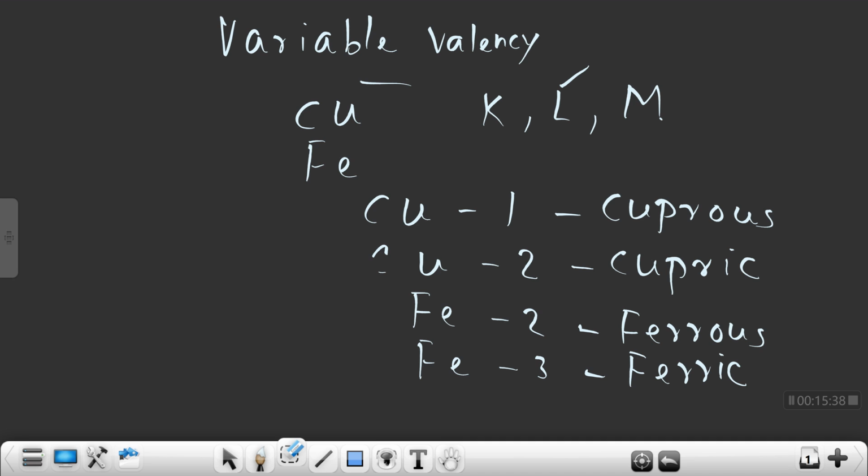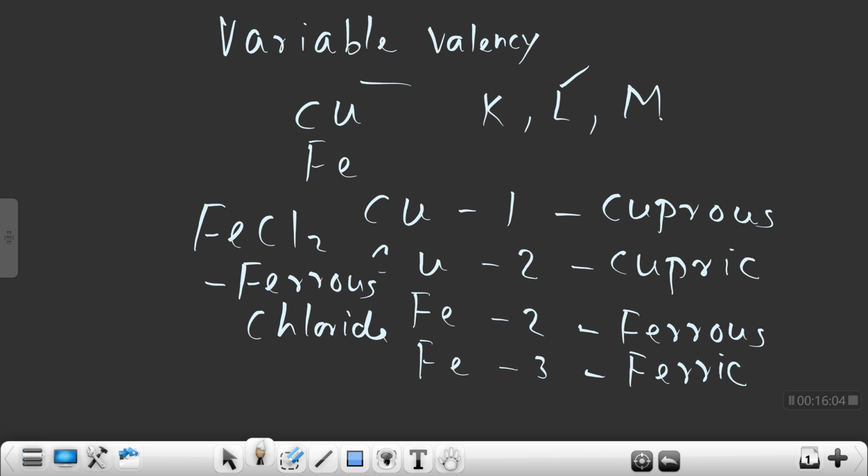And so I think you understood variable valency. That means some elements show more than one valency. They lose electrons from the outermost shell as well as the penultimate shell. It is called variable valency. Example, FeCl2 is called ferrous chloride, and FeCl3 is called ferric chloride.